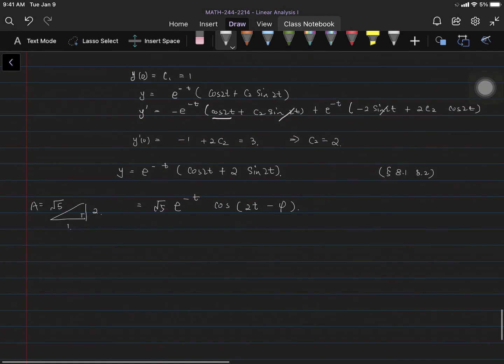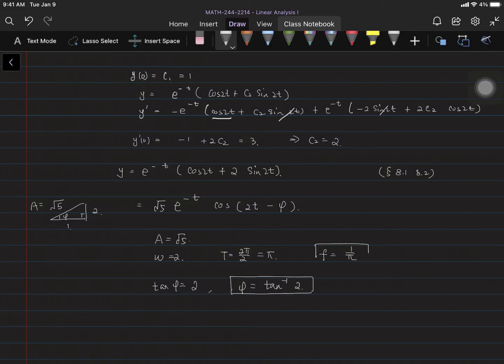When we simplify or combine, we know our amplitude is root 5 and our omega is 2. So our period T is 2 pi over 2, which is pi, and the frequency should be 1 over pi. If we know omega, we can know the frequency and the period both, right? And the next thing, we need to find phi. You can use any method; here I just use tangent. Because I know tangent of phi is 2 over 1, my phi should be tangent inverse 2.